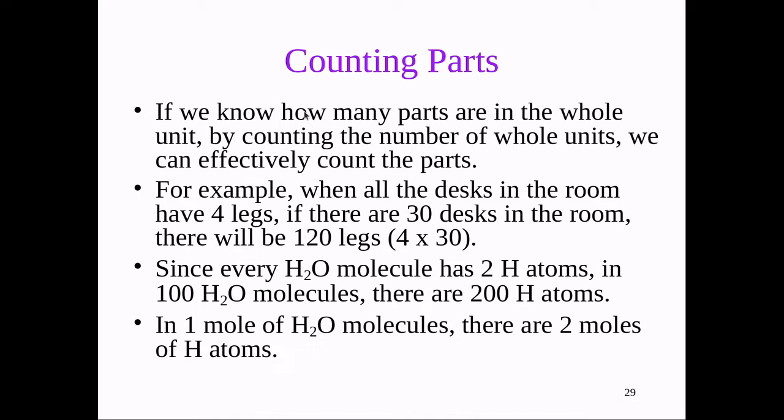So let's start off by thinking about how we count the number of parts we have if we know the number of wholes that we have. If we know how many parts are in the whole unit, by counting the number of whole units, we can effectively also count the number of parts. A simple example of this is that if all the desks in the room have 4 legs, and there are 30 desks in the room, there are going to be 4 times 30, 120 legs. Since every H2O molecule has 2 hydrogen atoms, in 100 molecules, there are going to be 200 hydrogen atoms.